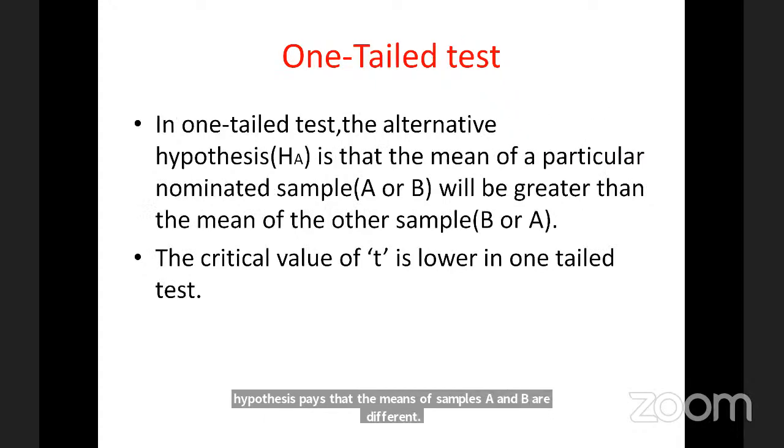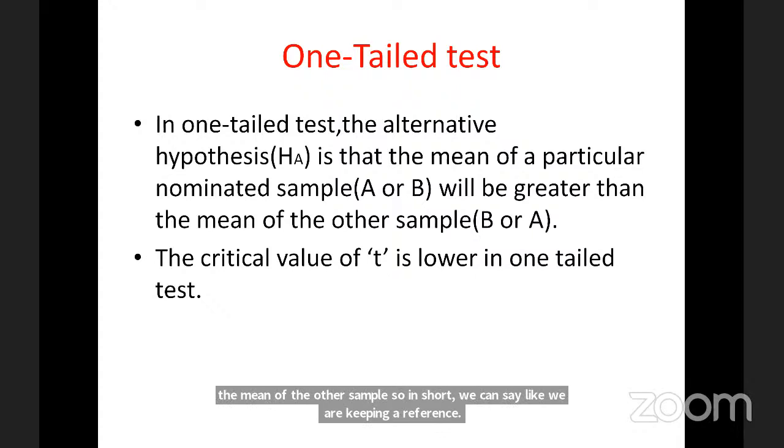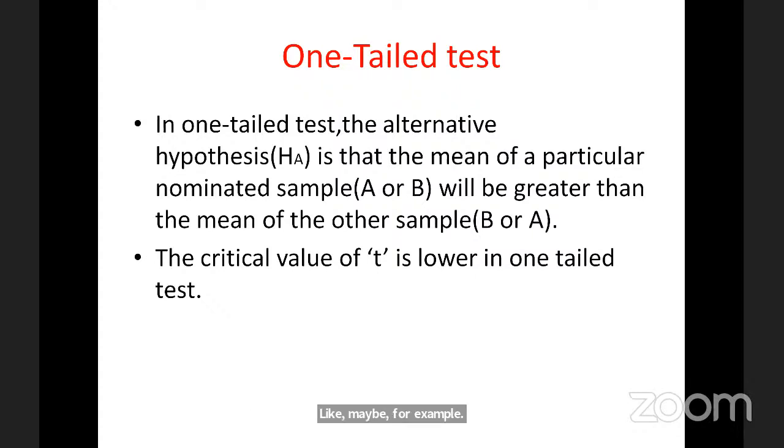Next, I'm going to give an idea about what a one-tailed test and a two-tailed test are. This helps when we calculate it in Excel and SPSS. In a one-tailed test, the alternative hypothesis is that the mean of a particular nominated sample, for example A, will be greater than the mean of the other sample. In short, we are keeping a reference, like we keep A as a reference and say B is greater than A. So the critical value of T is lower in a one-tailed test.